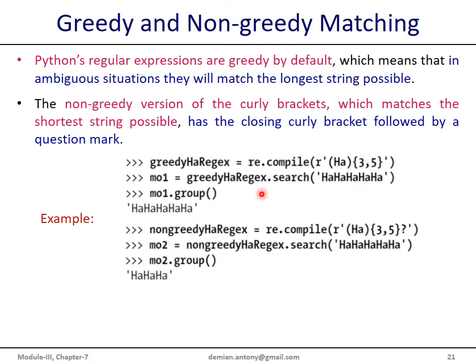So in order to override this greedy nature of the regular expression, we have to use the question mark after the closing curly bracket. In that case, instead of retrieving the longest match during the ambiguity, it will return the shortest match, that is the HA repeated 3 times. This is the result we get if we add the question mark.